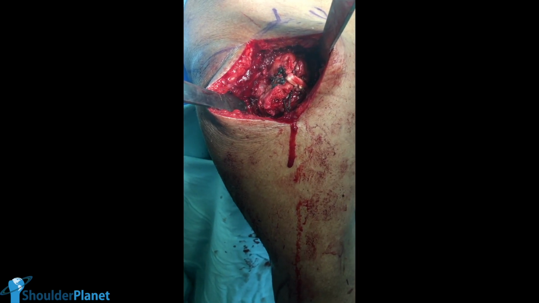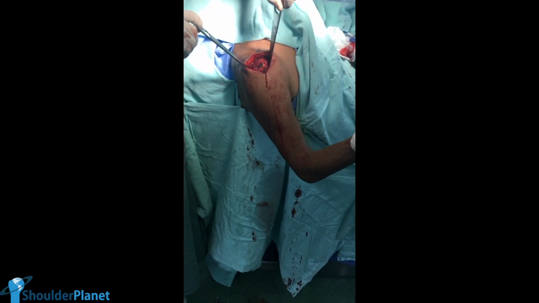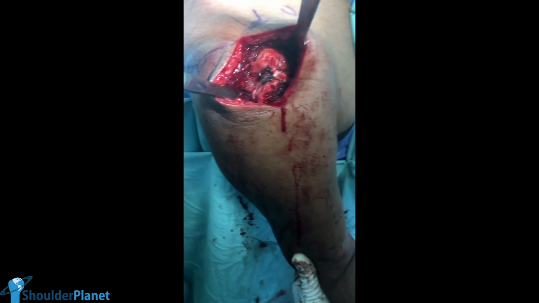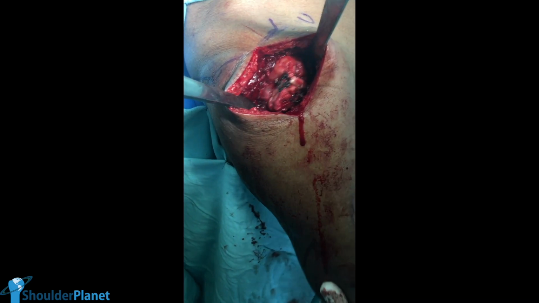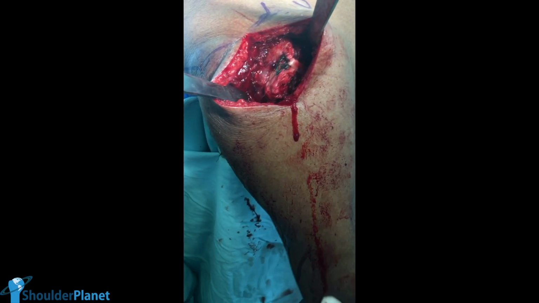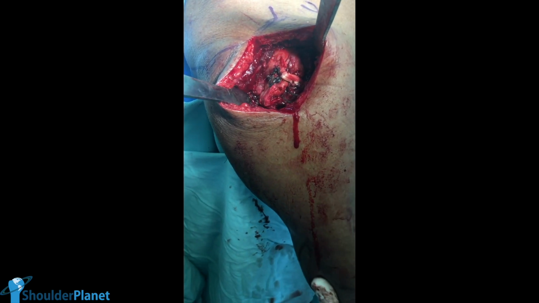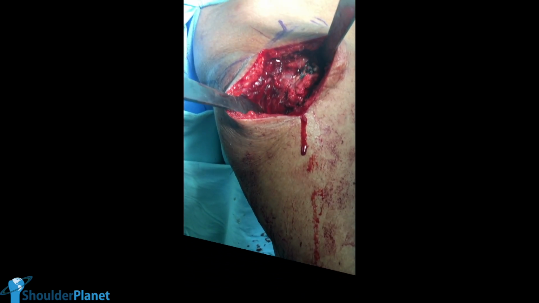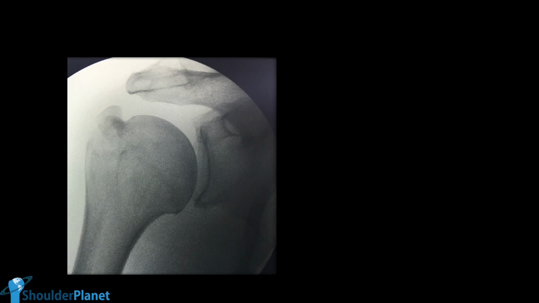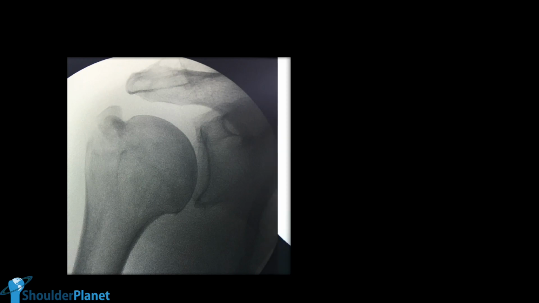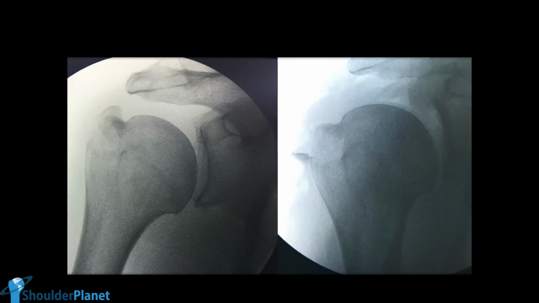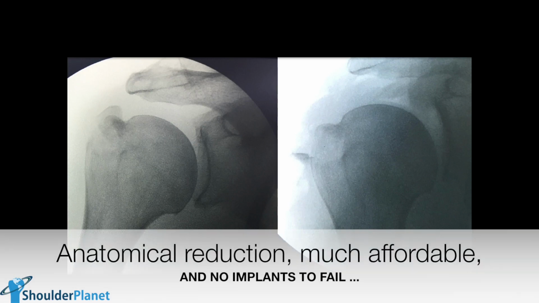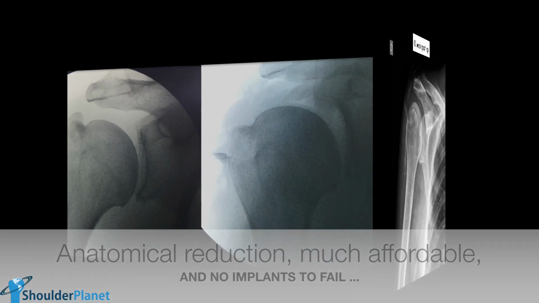and you must manage them the same. And this is what I'm doing here with the greater tuberosity fracture, and there is a biceps tenodesis included in the construction because the biceps was really very ugly in this case. So this is the beginning of the surgery, the C-arm, and this is the end of the surgery. Absolutely anatomical reduction, osteosutures, very cheap, super trustable, and no implants to fail.